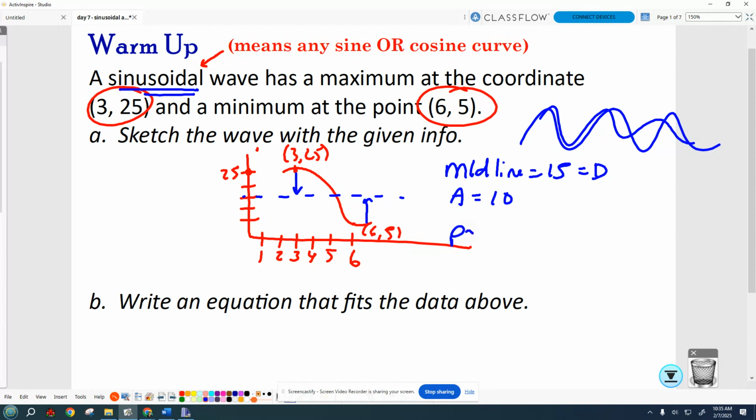You have half. And half of it, so how long does it take to do half a period? 3. So how long does it take to do a whole period? There you go. So from the x value of 3 to the x value of 6 was 3 units, which he said, well, that's only half of it. Oh no, what do we do? Double it.